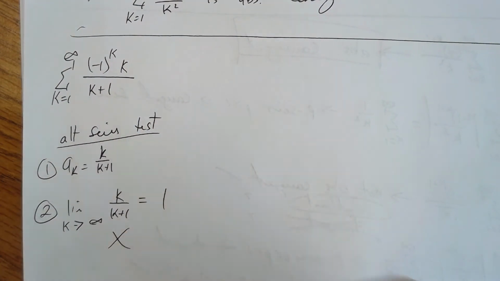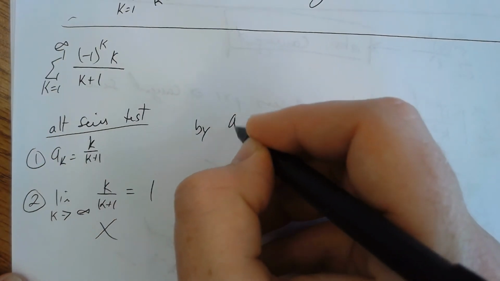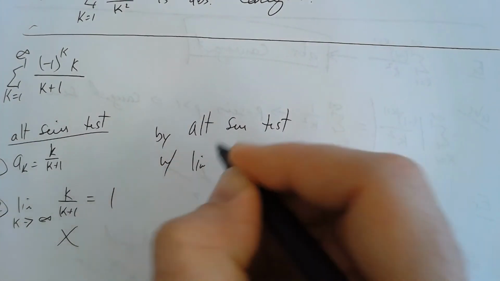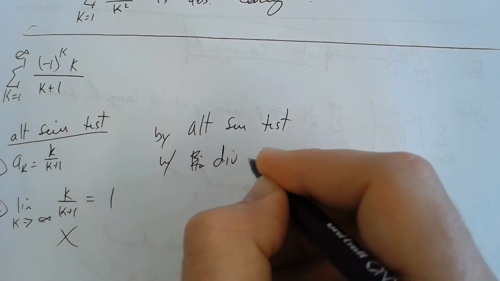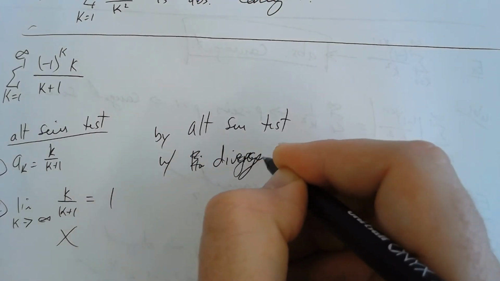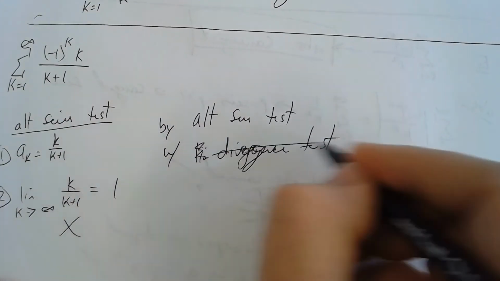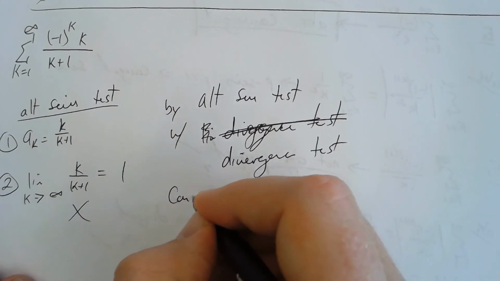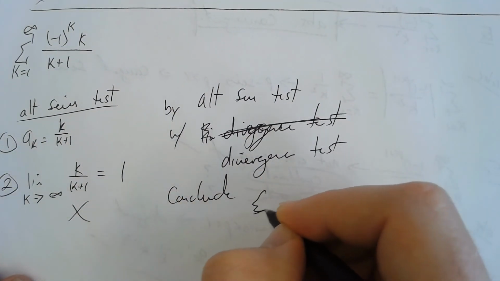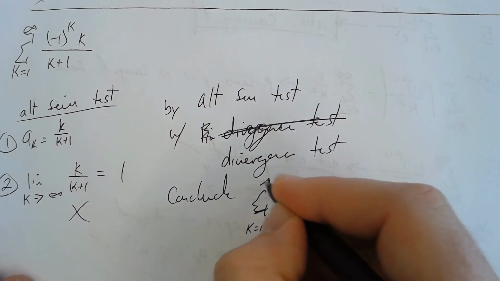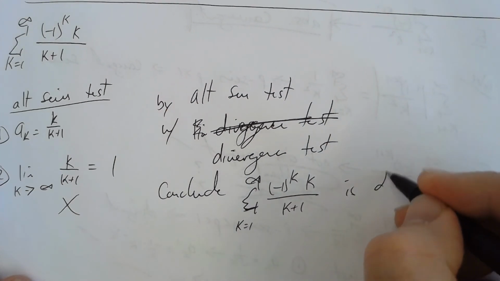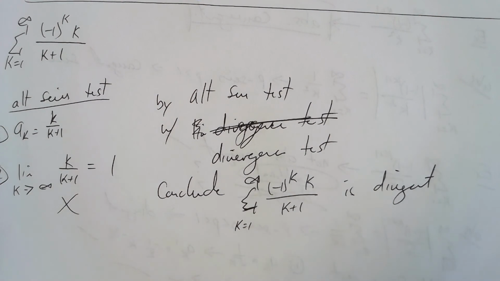this fails the alternating series test. With your limit, basically your divergence test, you can conclude that the original series, k equals 1 to infinity of negative 1 to the power of k times k over k plus 1, is divergent. And again, if I can conclude divergence, I'm done.